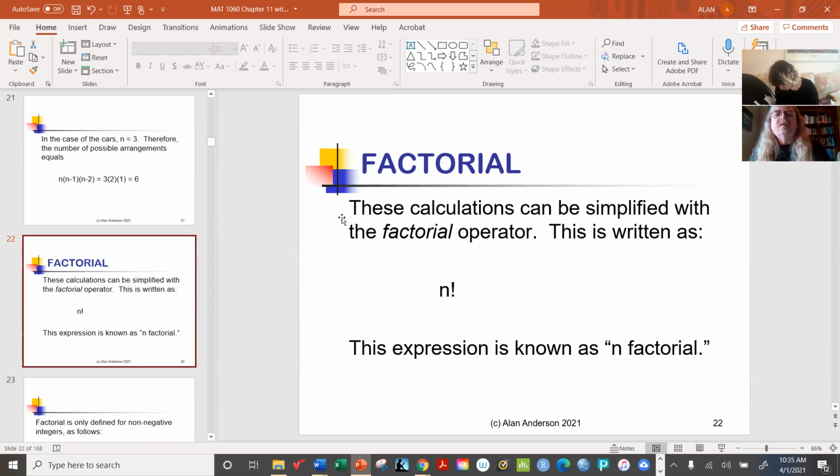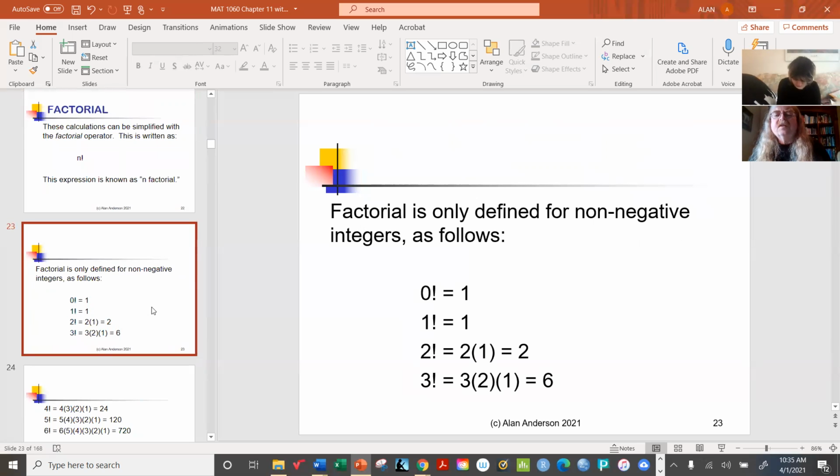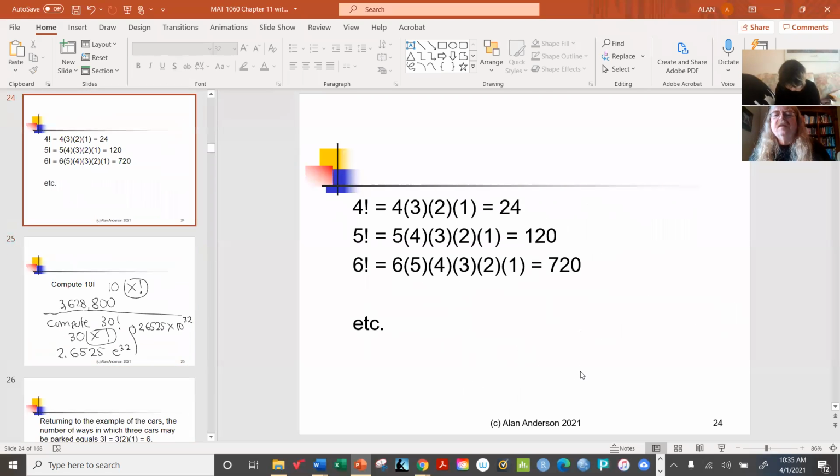This is a mathematical operator, defined in the following way. We start with 0 and 1 factorial, and they're both equal to 1. After that is when it really gets interesting. 2 factorial is 2 times 1, which equals 2. 3 factorial equals 3 times 2 times 1, which is 6. 4 factorial is 4 times 3 times 2 times 1, which equals 24. You can see the pattern that's emerging.